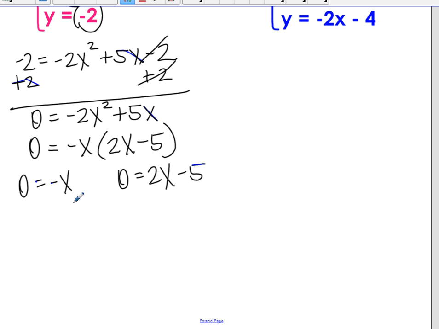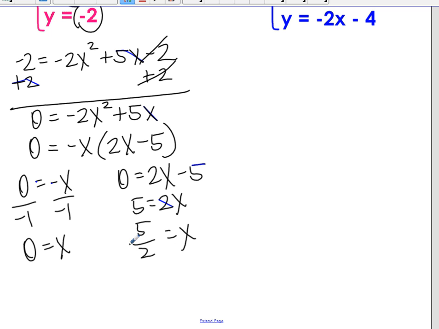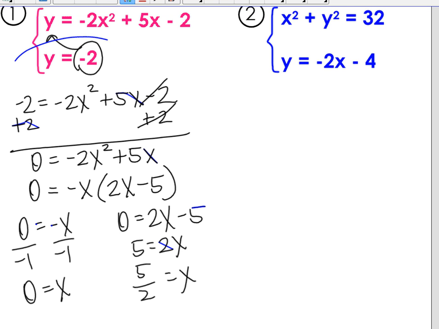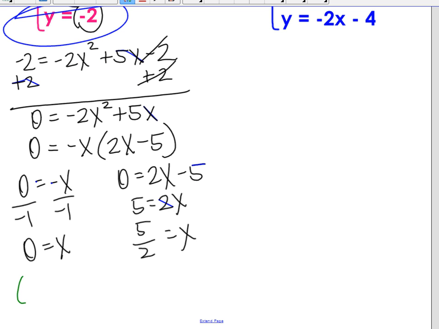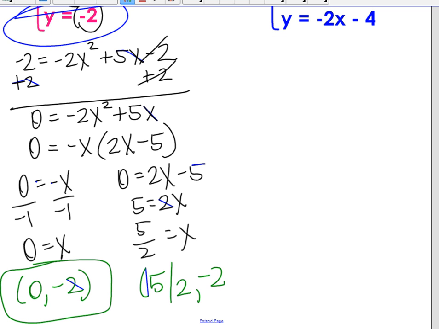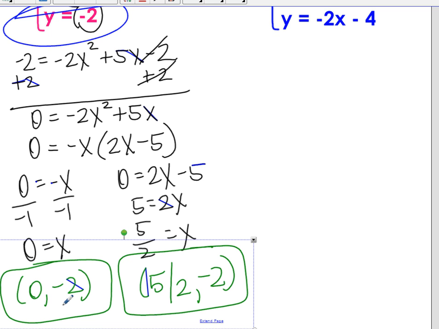So is that 0 equal to -x and 0 equal to 2x minus 5? This is an answer, you guys. You technically are dividing by -1 here. So you get 0 equals x, and then you get 5 equals 2x, and then divide both sides by 2, and you get 5/2 equals x. So you have your x's. The greatest part about this problem is no matter what your x is, guess what your y is? -2. So one of your answers is (0, -2), and your other answer is (5/2, -2). So 2 intersection points there, and both have y values of -2 because you would have a straight line.